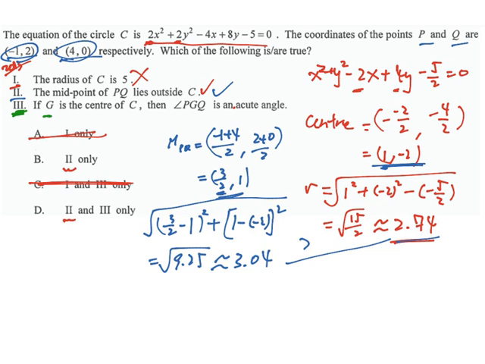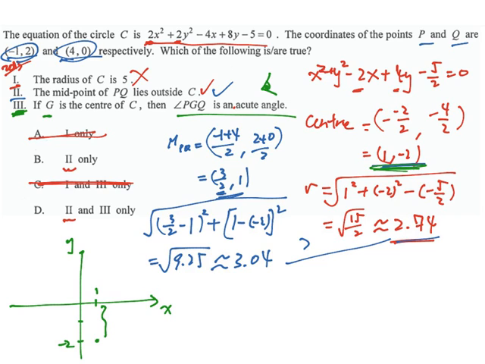The center G, and then angle PGQ is an acute angle. Acute angle, that means less than 180. Actually, we can draw the graph to see it first. If we can't, then we can use another technique to do it. So we know the center is 1, -2. 1 is here, -2 is here. And then the radius is 2 point something. So this one is 2. So more than that. That means it's around here. Okay, the circle is around like this.